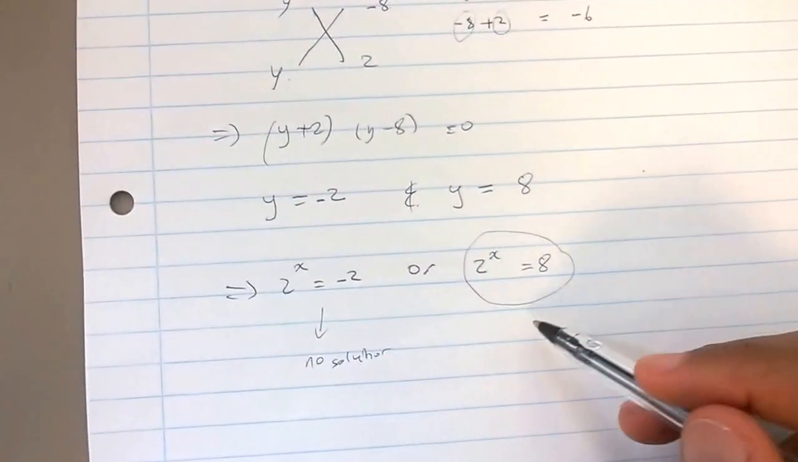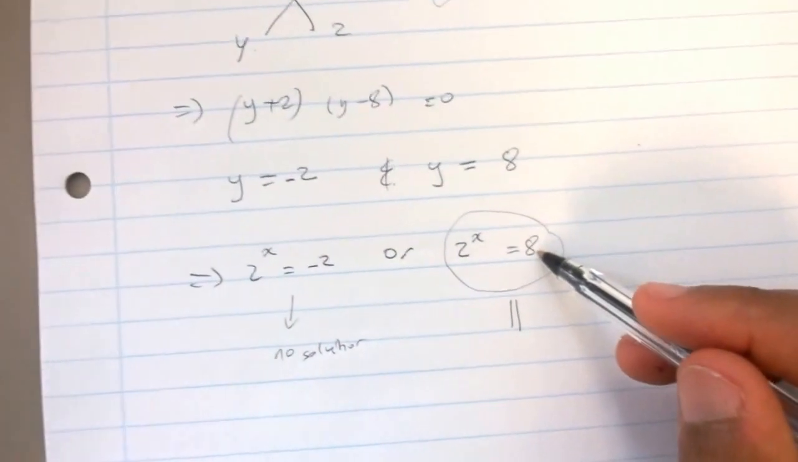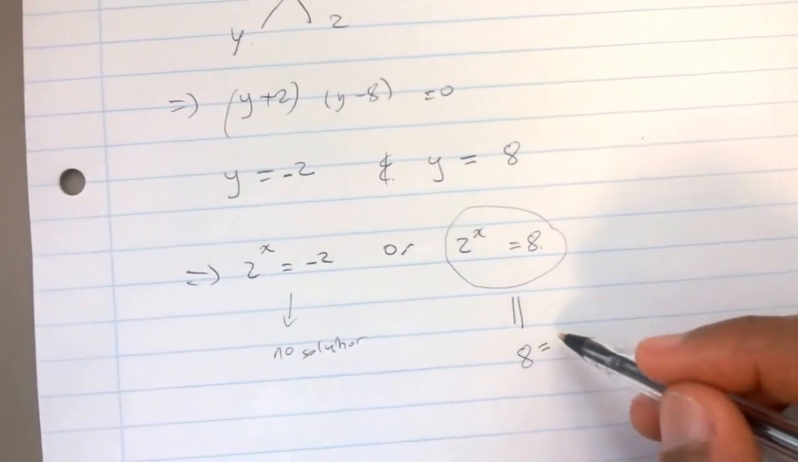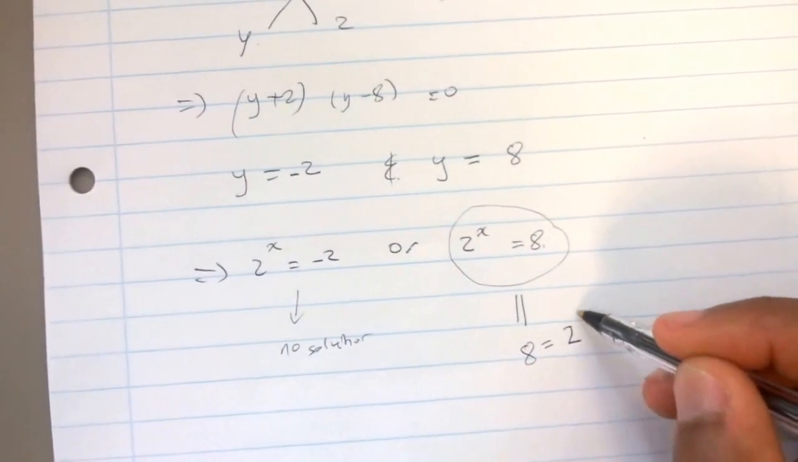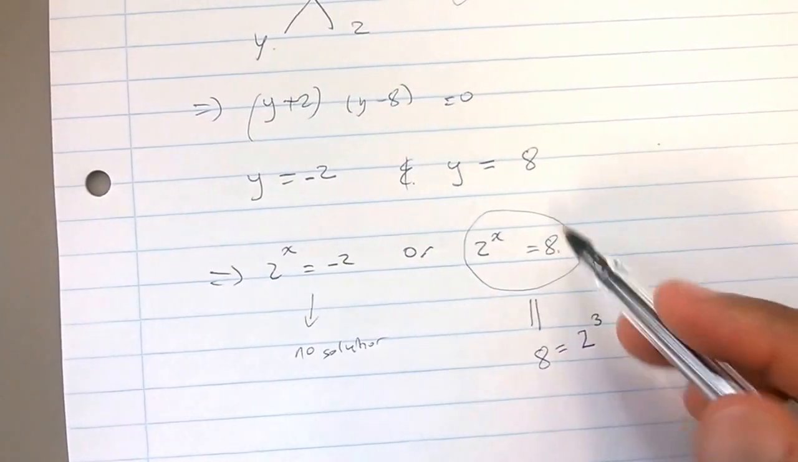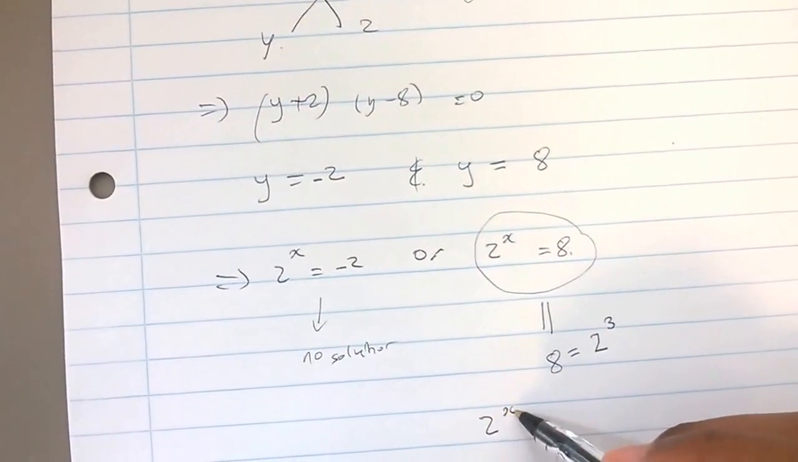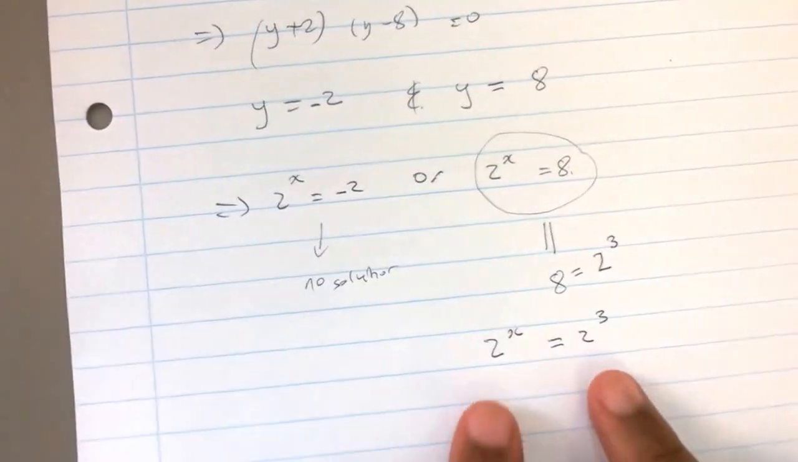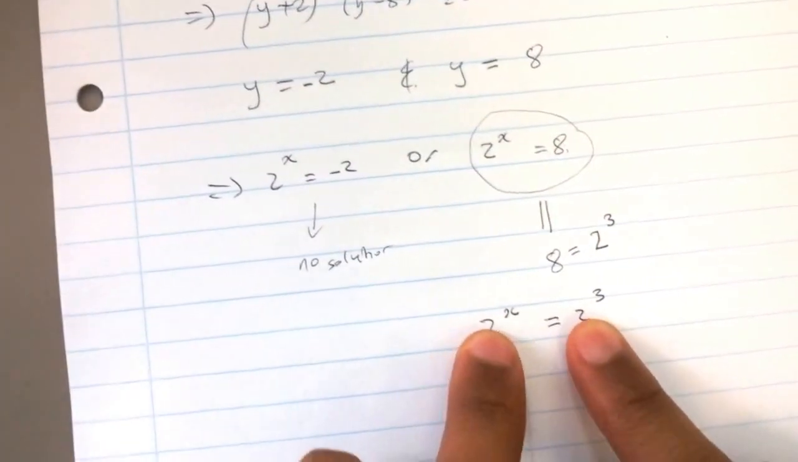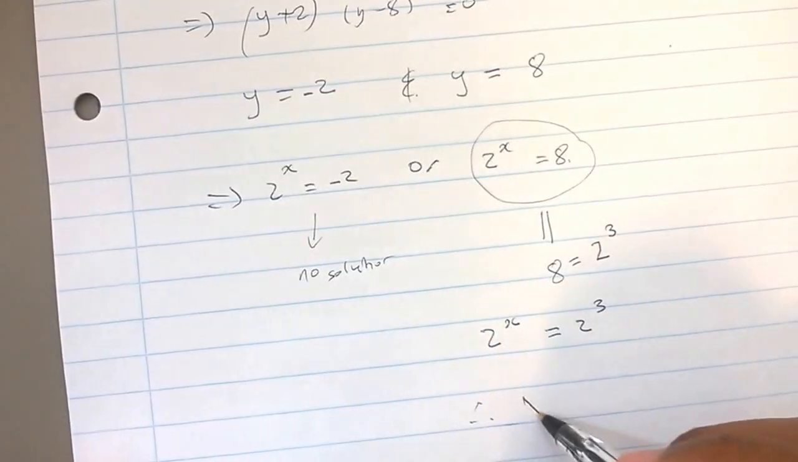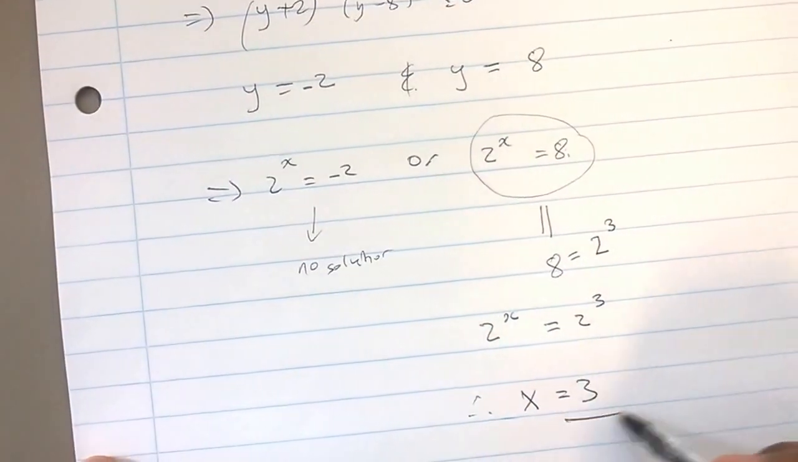But for this one, you can see that 8 on its own is 2 to the power 3. You can test it: 2 times 2 times 2 is 8. So in other words, 2 to the power x is equal to 2 to the power 3. Can you see? You've got the same base, so x is 3. Therefore, x equals 3.